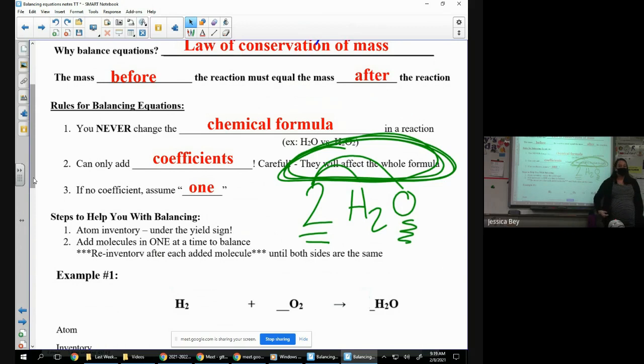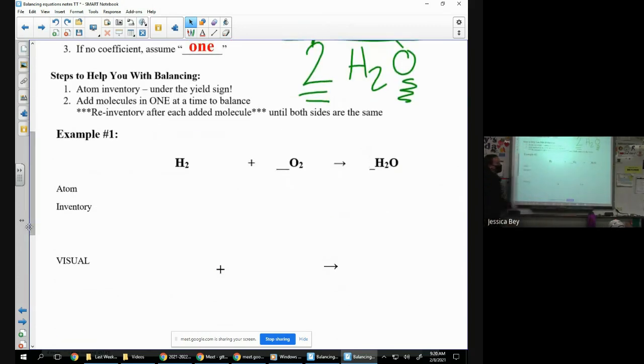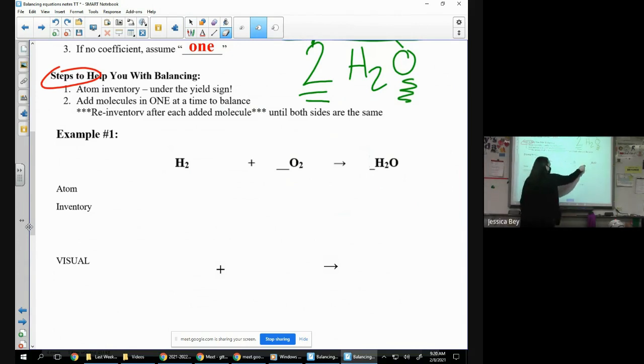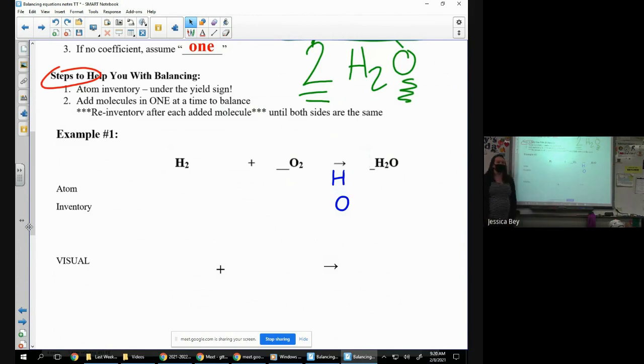All right, so let's just jump in. I used to give you a whole bunch of different practice, but let's just get in here and see you guys start balancing some equations. We'll start with the one we were talking about at the top. This is called the synthesis of water. My suggestions to help you with balancing are right up here. I suggest doing what's called an atom inventory. Underneath the yield sign, I write all the elements that we have. So I have hydrogen here, and I also have oxygen. So go ahead and write down the hydrogen and the oxygen with me.